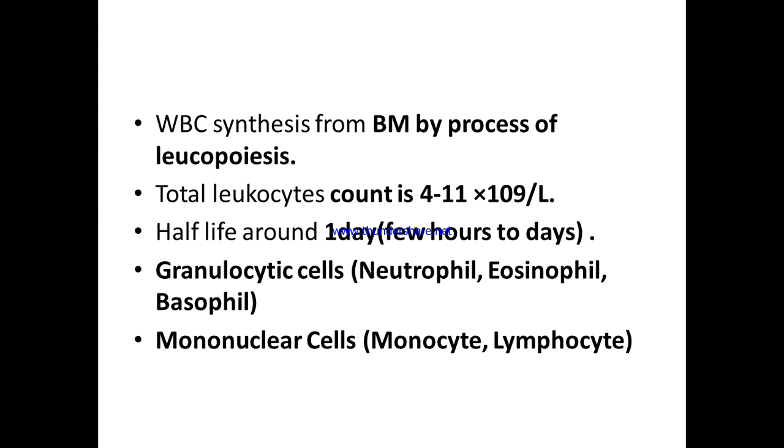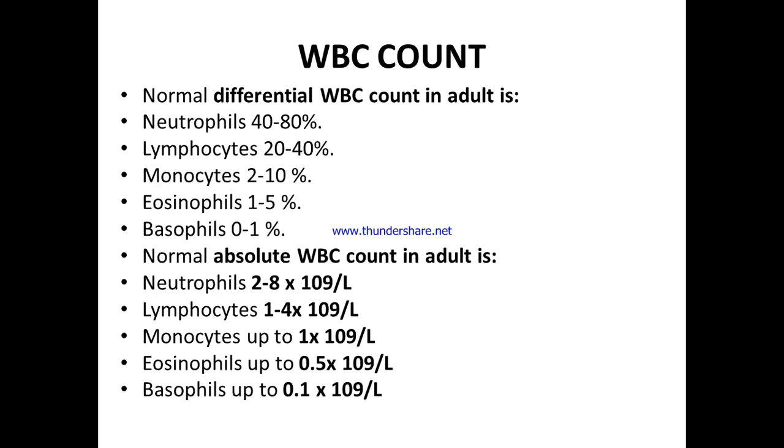الجرانيولوسايتس we have neutrophil, eosinophil and basophil. mononuclear cells تشمل المونوسايت and the lymphocyte. White BC count, normal differential count in the complete picture in the adult is like this. Neutrophil is about 40 to 80% of the white blood cells. طبعا lymphocyte الشكل لنا 20 إلى 40%. المونوسايت 2 to 10%, eosinophils 1 to 5, and the least white BC percent is the basophil, which is about 0 to 1%.